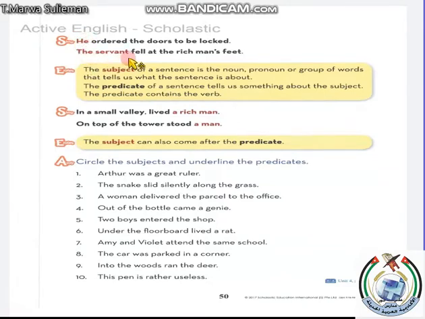The servant fell at the rich man's feet. The servant is the subject. Who fell at the rich man's feet? The servant. So the servant is the subject.